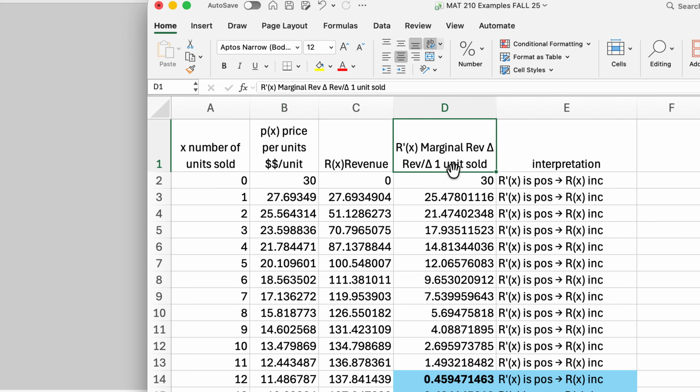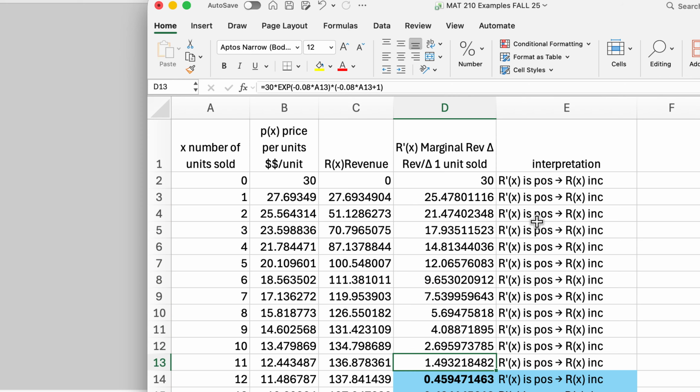So I took my derivative function here and I copied that all the way down. Let's interpret this. Here's my derivative function, or my marginal revenue function, and these values are positive. Remember, when my derivative function is positive, that's telling me that the function I started with, my revenue function, is increasing. So these are slopes. Because these slopes are positive, it means my revenue function is increasing.